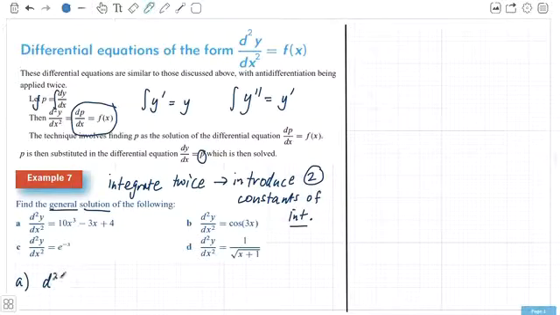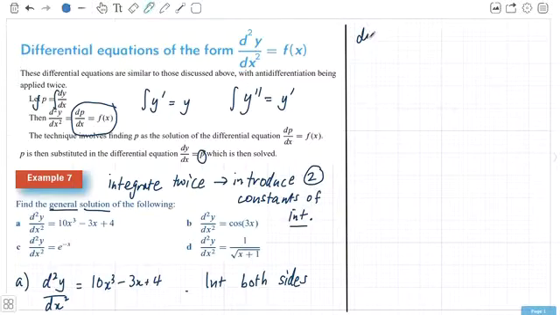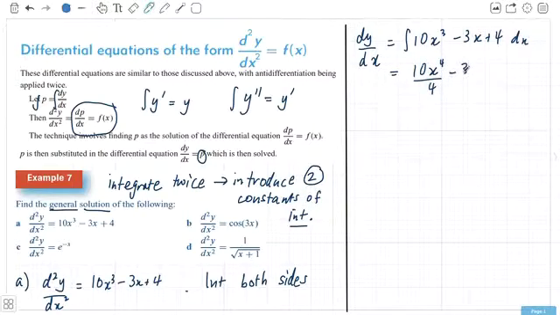So first thing I'm going to do is write down my differential equation. So second order, 10x cubed minus 3x plus 4. I'm going to integrate both sides. And I know that when I integrate the left side, I will get the first derivative, because integrating the second derivative gets the first derivative. We then integrate the right-hand side. So I'm going to get 10x to the fourth on 4 minus 3x squared on 2 plus 4x, integrating with respect to x, plus c. I'm going to call that C1, my first constant. So that's the first level of integration.